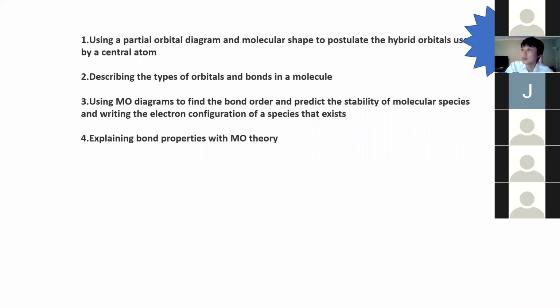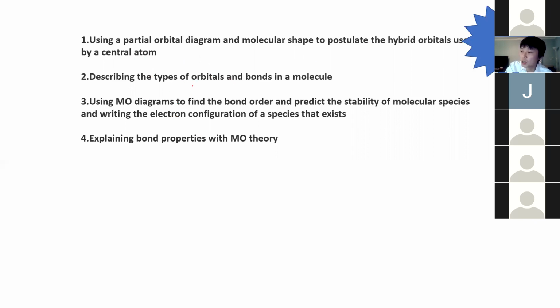Chapter 11 mainly involves hybridization and also the molecular orbital theory. All of this is based on first knowing how to draw the Lewis structure and the molecular structure. That's why I put these two chapters together.